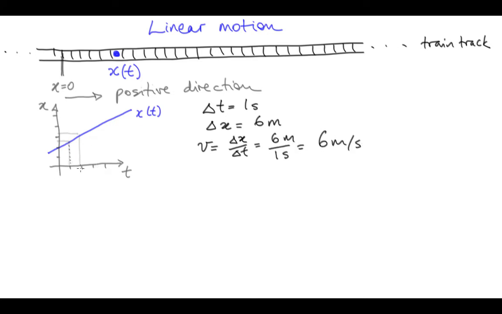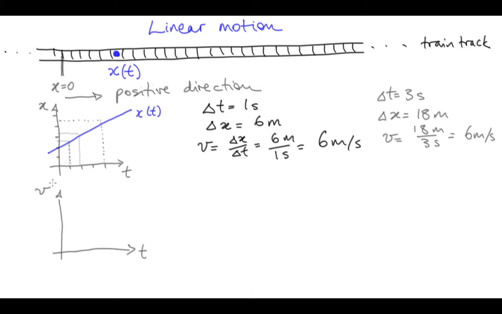I can choose a longer time interval, say 3 seconds, and see that the displacement is 18 meters, so the velocity is still 6 meters per second. In fact, any time interval I choose will give me velocity equals 6 meters per second. The velocity is constant, and a graph of the velocity as a function of time is just a horizontal line. Now if we think about acceleration, there's no change in velocity, and so the acceleration is 0.